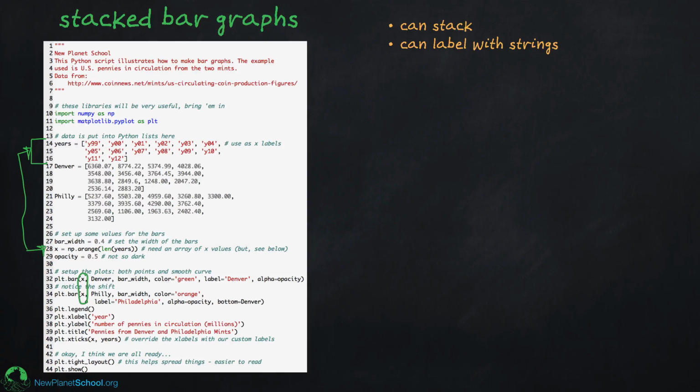And the second thing I'm going to do is I'm going to tell the bar command where I want the bottom of the bar to be. And I tell it that I want the bottom to be what's in this list. And of course, this list is simply the other data. And therefore, the bottom of the Philadelphia data will be at the top of the bar for the Denver data. And that's it. And then I also took out the plus bar width here just to put these labels in a very specific point. Okay, so let's put all of that together.